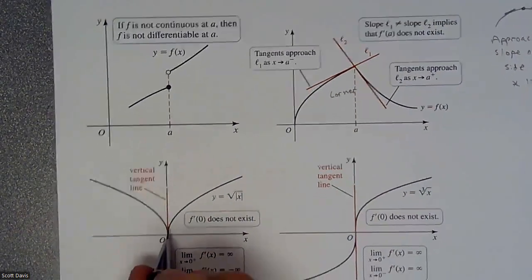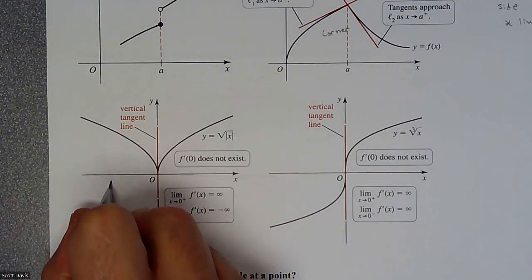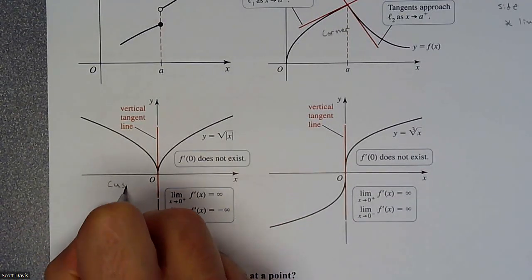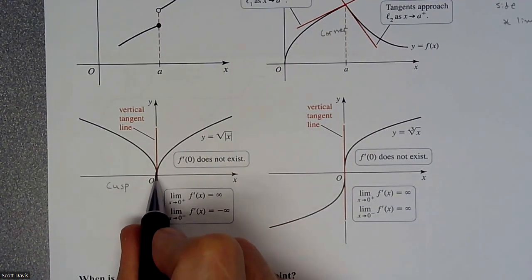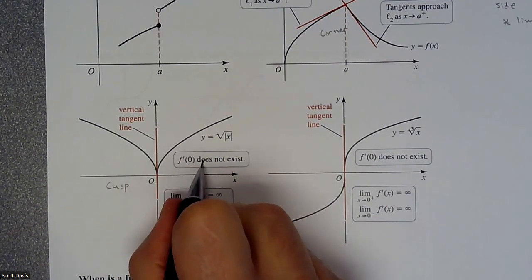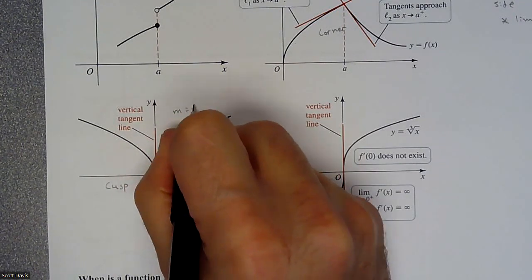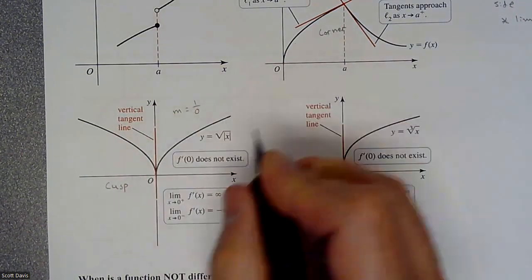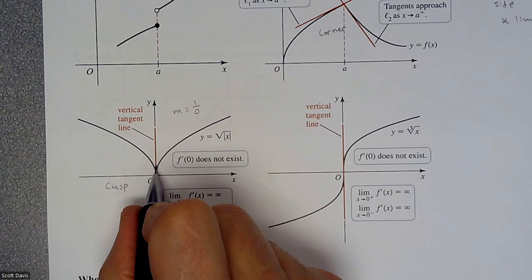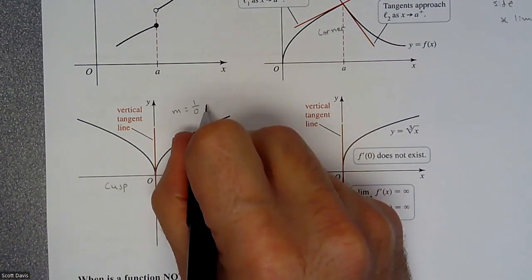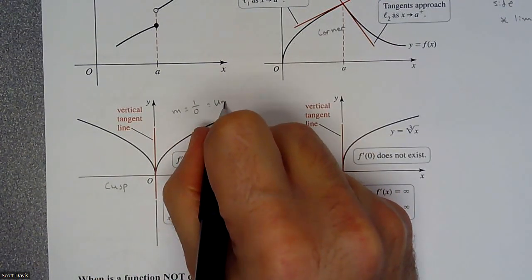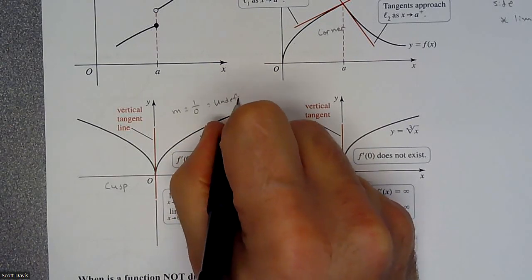This one is a problem. This is what we call a cusp. Corners and cusps are problems. And the reason that this one's a problem is that the slope does not exist. That slope is actually something over 0. It's vertical. And so if you have a vertical, you have rise but no run. And so we have an undefined slope, which is going to be a problem.